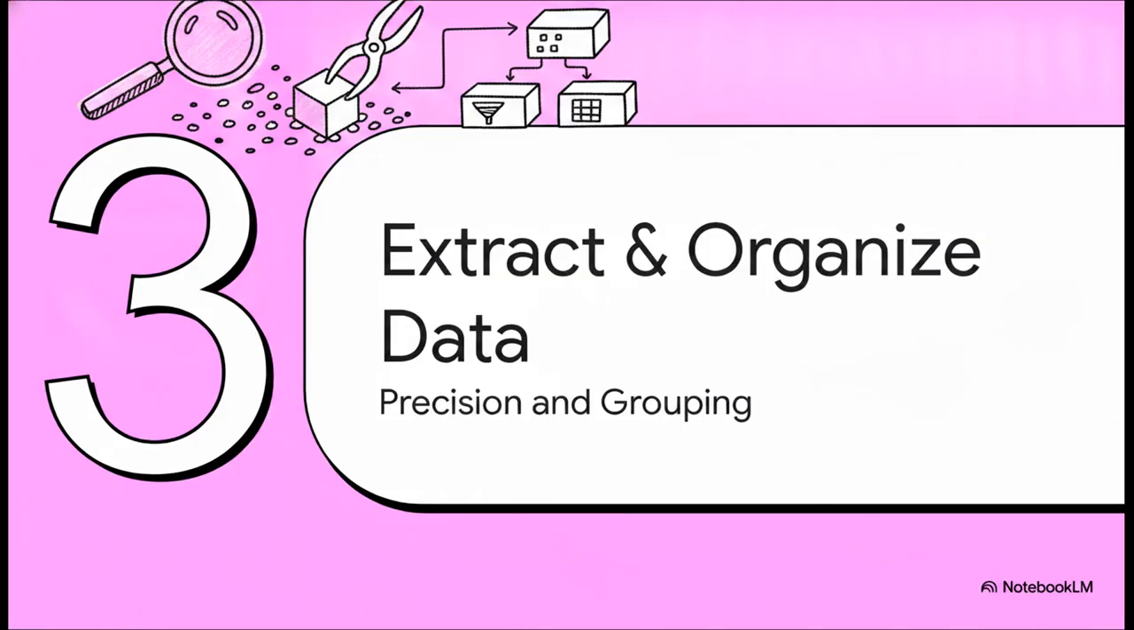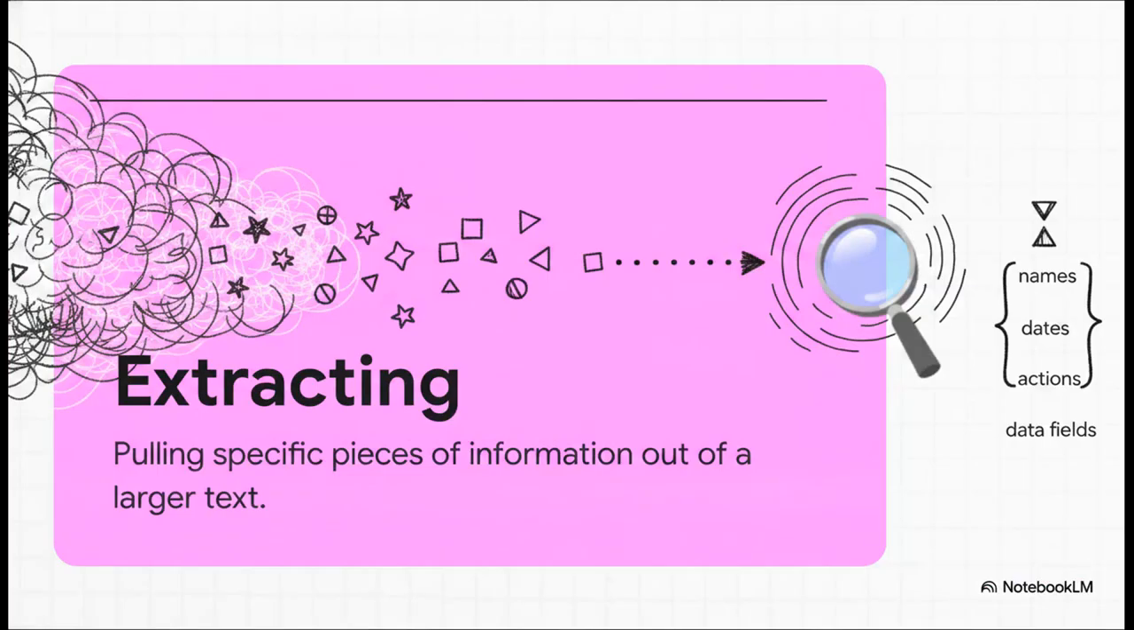Okay, let's dive into section 3, extracting and organizing data. This is all about precision and grouping. Extracting acts remarkably like a targeted magnet. It pulls out exact details, things like specific names, vital dates, immediate action items, or rigid data fields, right out of a dense, totally unstructured block of text. Imagine having a messy, hour-long call transcript, and you only need the commitments people actually made. Extracting is exactly the pattern you use for that.